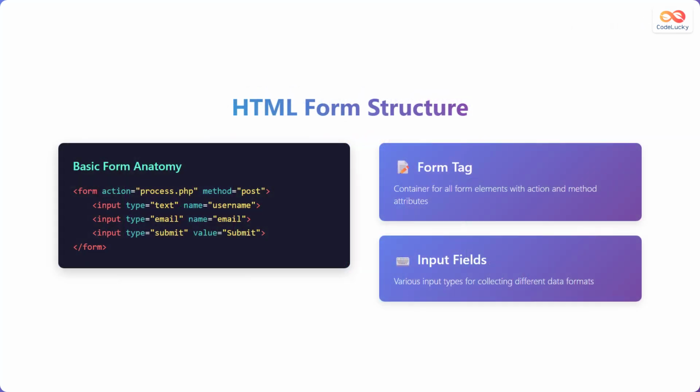Let's examine the basic structure of an HTML form. Here's a snippet of code. The form tag acts as a container for all the form elements. It includes attributes like action, which specifies where the form data is sent, and method, such as post, that determines how the data is sent. Inside the form tag, you'll find various input fields. These input fields collect different data formats. In this example, we have a text input for username and email input for email and a submit button to send the data.